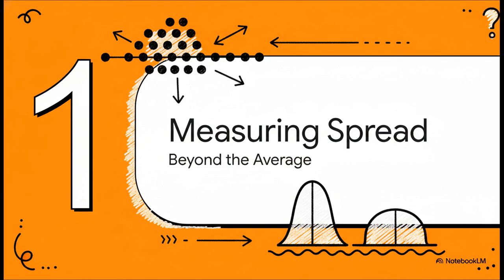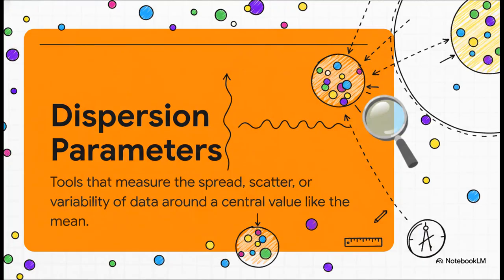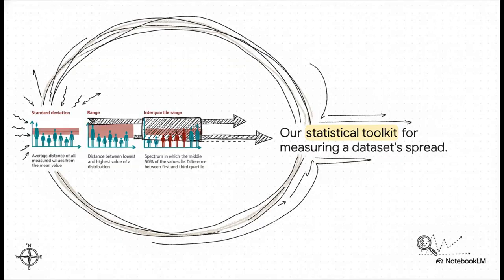Luckily, statisticians have a whole bunch of tools designed specifically for this to help us capture the story that the average completely misses. And here's the official, kind of fancy name for them: dispersion parameters. Don't let the name scare you. It's really just a set of tools that measure how much our data is scattered around that central point, like the mean. They just answer a simple question: are all the numbers huddled together, or are they spread far and wide?